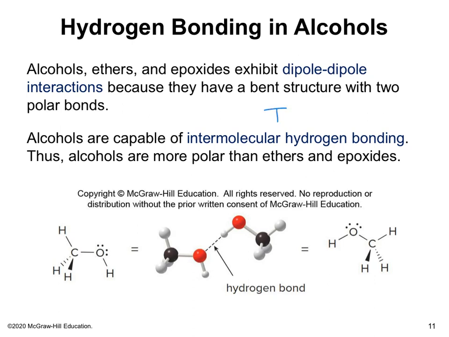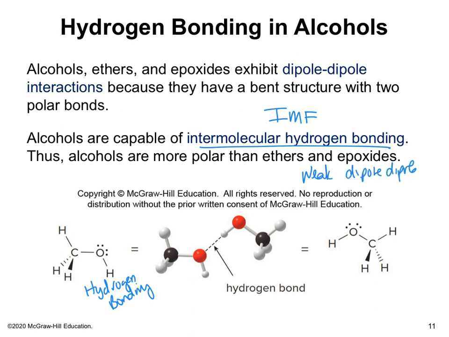So the intermolecular forces, for alcohol, it's going to be hydrogen bonding. They're going to have higher melting points and boiling points. Ethers actually have a very weak dipole-dipole. So this is a hydrogen bonding with the hydrogen here. And do you see that dashed line?